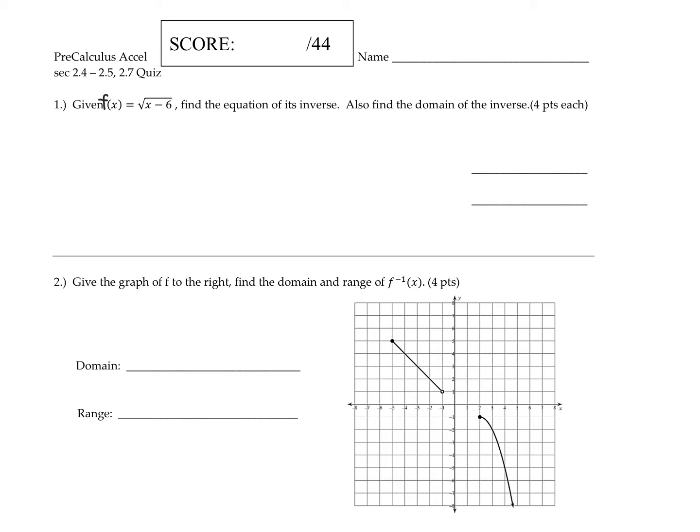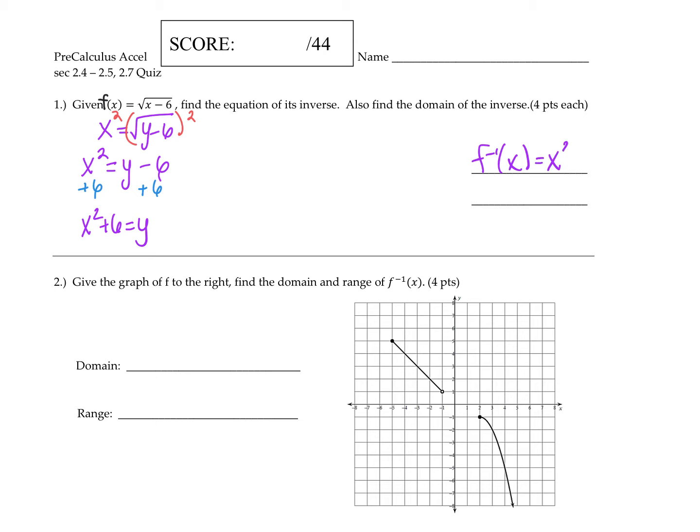So the first thing we're going to do is switch the x and y. So instead of f of x, I'm going to put x, and instead of x, I'm going to put y. And then I'm going to resolve for y. So the first thing I need to do is get rid of this square root. So I'm going to square both sides. So I'll get x squared equals y minus 6. Then I'm going to add 6. So I get x squared plus 6 equals y. So my final answer is that my inverse would be equal to x squared plus 6.